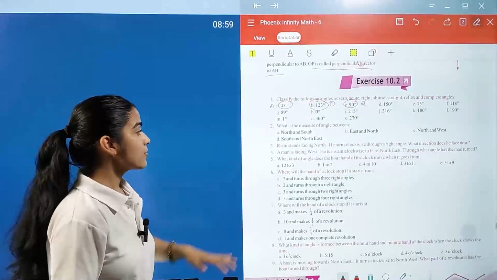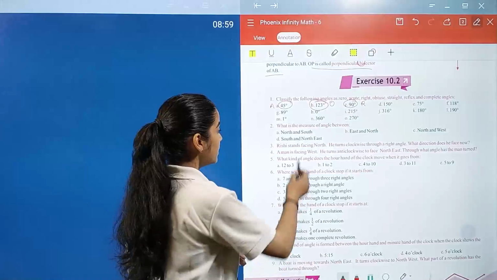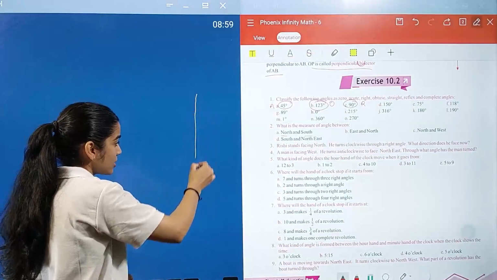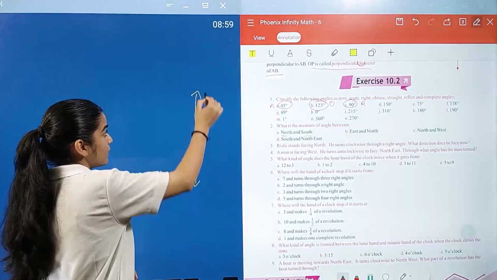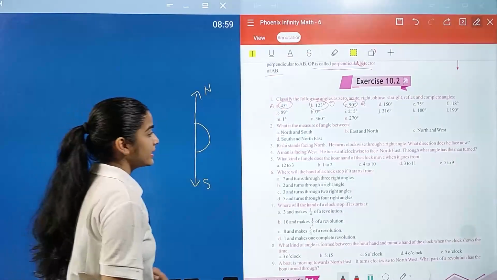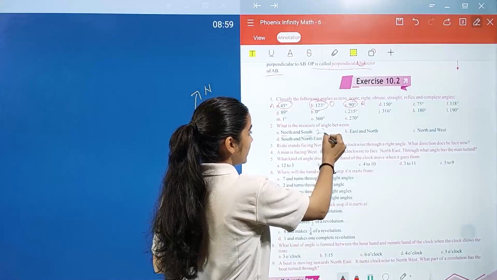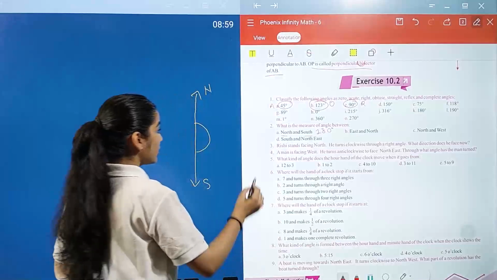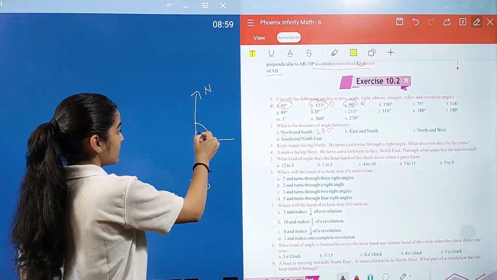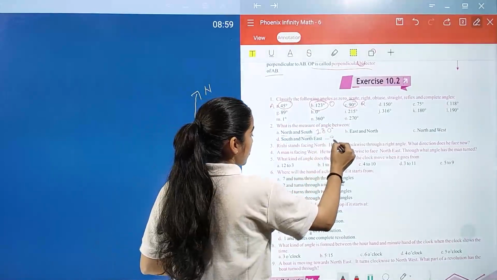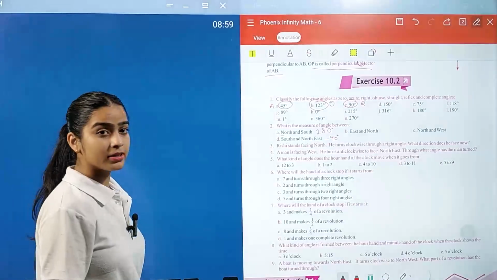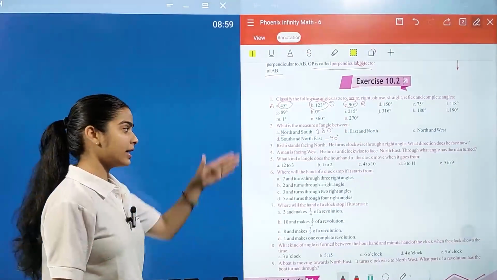Now we have question number 2. What is the measure of an angle between north and south? So this is your north and this is your south. We are forming a straight line, and if we are forming a straight line, it means we have an angle of 180 degree. Now north and east, we have this side, so it means a 90-degree angle. Accordingly, you have to form your figures, and after that classify the angles: 90-degree, straight angle, reflex angle, and write your answers.